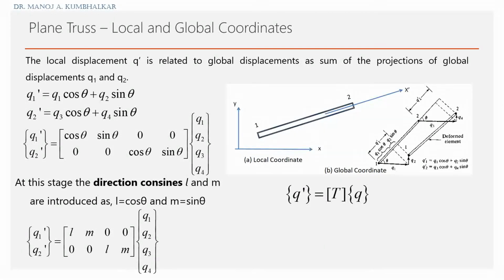So, that complete matrix can be written as the local displacement vector is equal to the transformation matrix into the global displacement vector. So, what is the transformation matrix then? It is nothing but L M 0 0 and 0 0 L M. This is nothing but the transformation matrix.